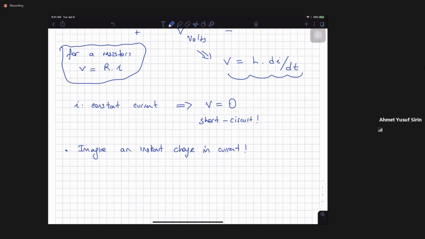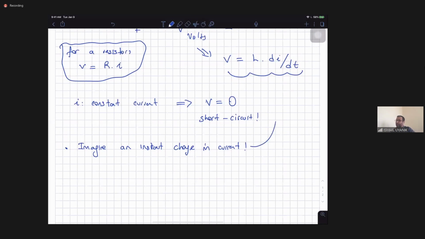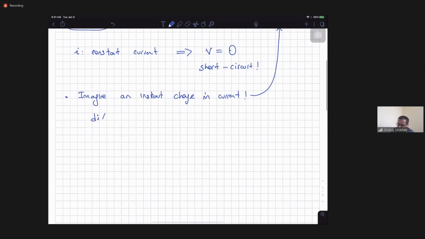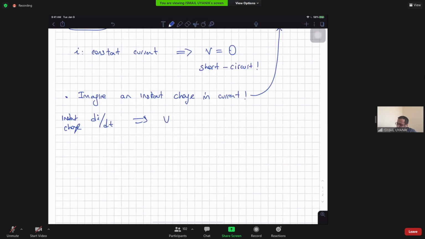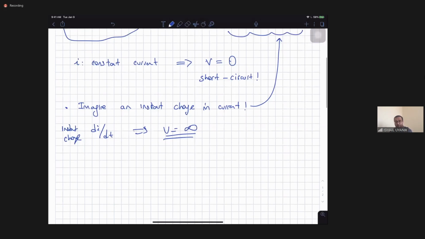Voltage drops, maybe. Look at this equation, and then imagine you're changing the current instantaneously. High voltage maybe. Yes, there will be an extremely high voltage, and if you write this mathematically, an instant change here means that this will be infinity, right? That derivative will be infinity because there's an instant change in basically zero amount of time. So let's say an instant change here will yield infinity, an infinite voltage here, which is not really possible.